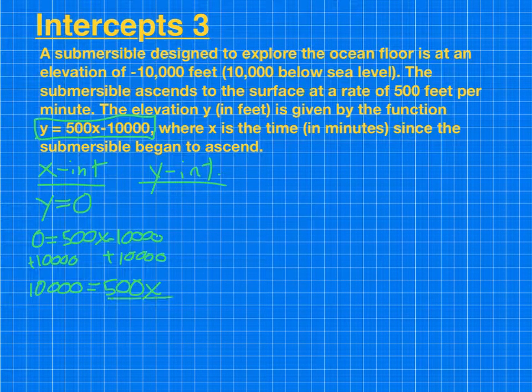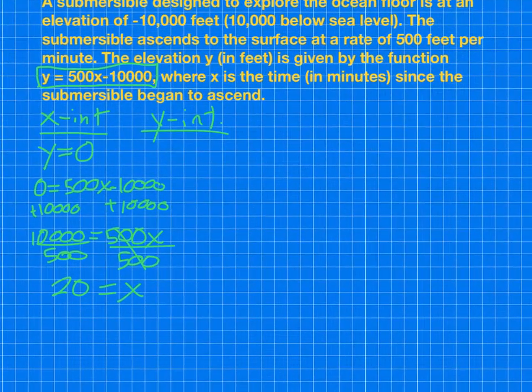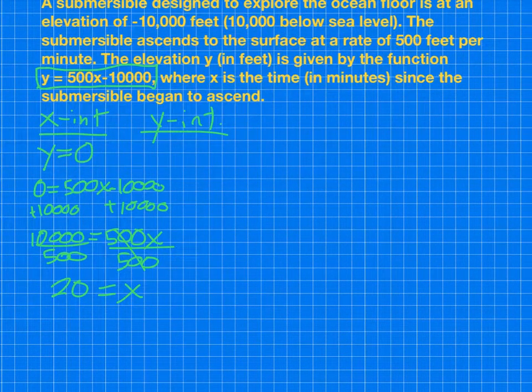Let me divide by 500, and we get x equals 20. So our x-intercept here has the coordinates 20, 0. When y is 0, x is 20.